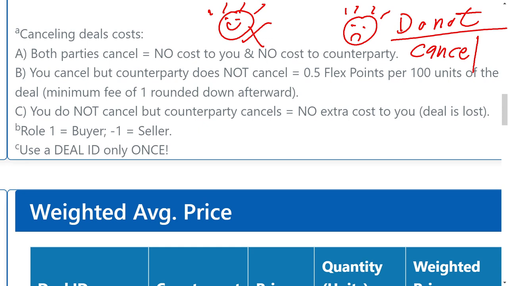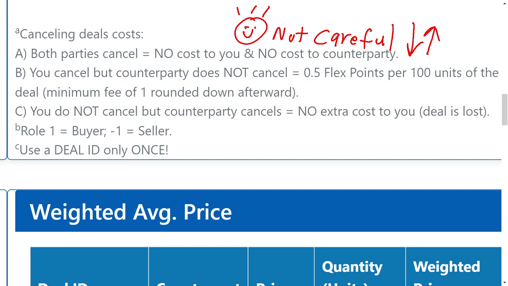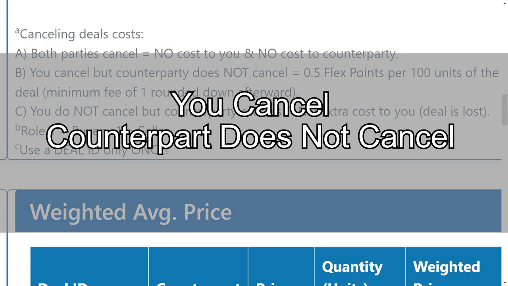Why did this happen? Well, there's many reasons why it could happen. It could happen that one side made a deal and they were not careful. Maybe they made the price too low. Maybe they made the quality too high. Who knows? They did something wrong. Maybe they pressed the button wrong and they made the price just ridiculous, too low by accident. That happens. There's many things that they did wrong, but they're not happy with it, so they want to cancel.